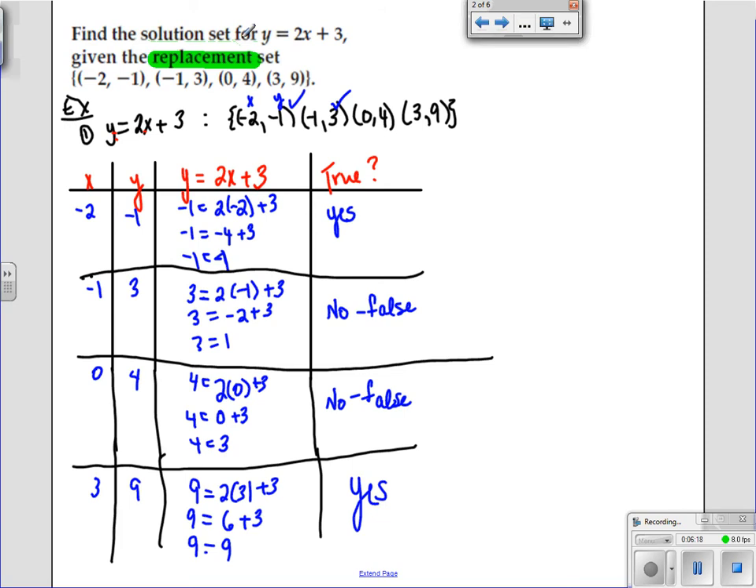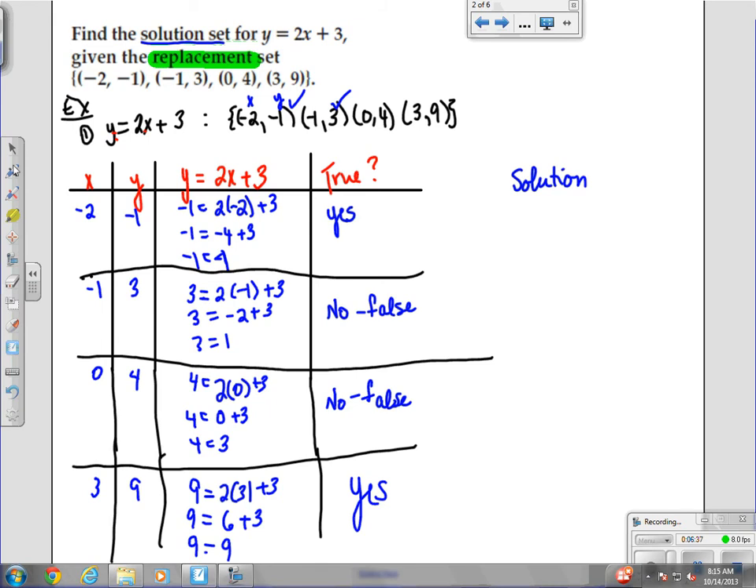So, when we're asked to find the solution set for the replacement set, I need to come off to the side here and say the solution, and then just take the ordered pairs that did work.